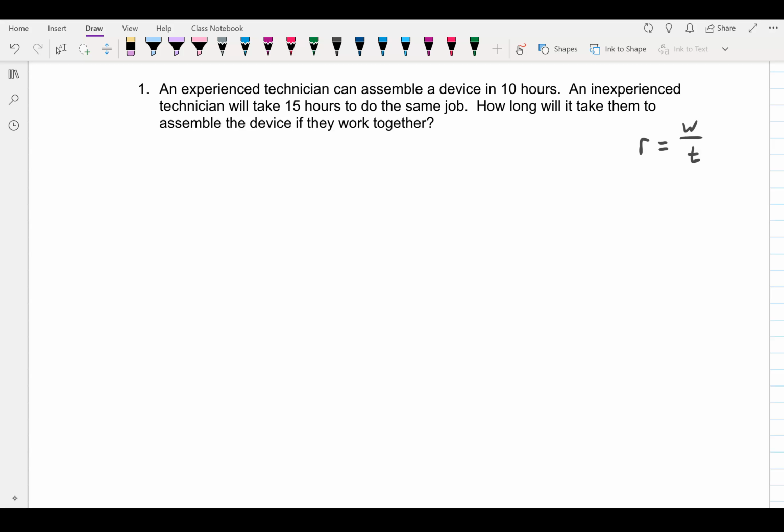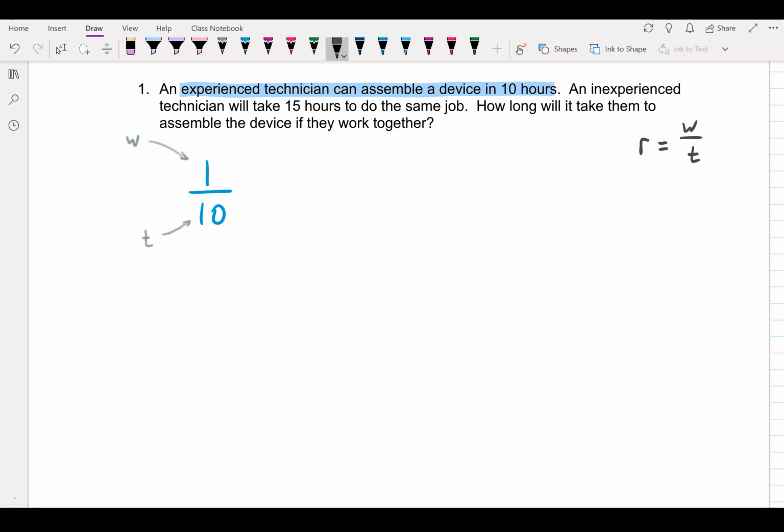Anyway, in this case, its rate is work over time. What are we going to do? Well, let's read the question. An experienced technician can assemble a device in 10 hours. That piece of information is important in itself. It means that one technician can assemble one device in 10 hours. The amount of work that they do is to assemble one device, and the amount of time taken is 10 hours.